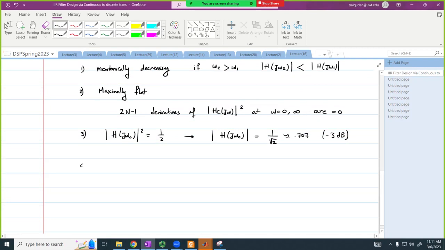Another property of the Butterworth filter is that if I take the frequency response squared, I can write it as H(s) multiplied by H(negative s).